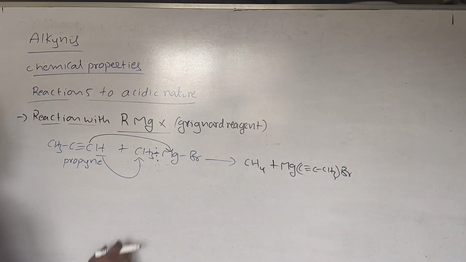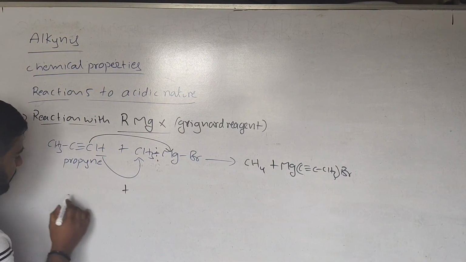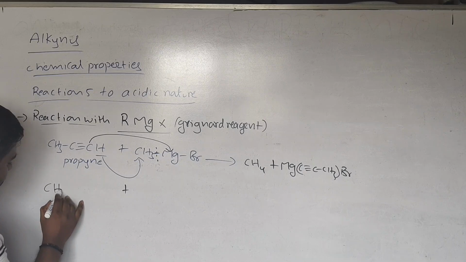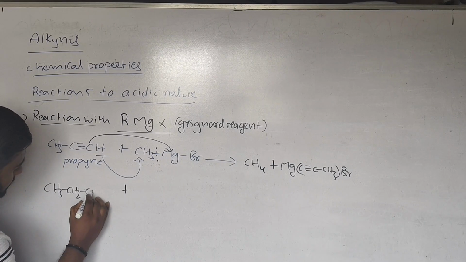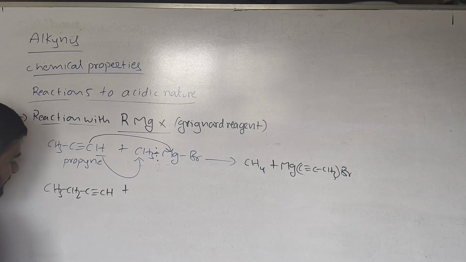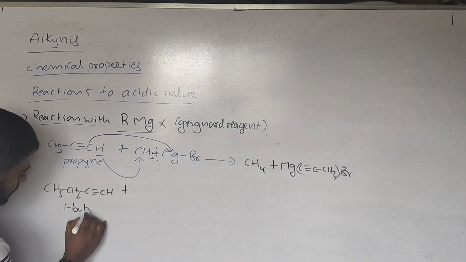So here, if you take any acidic hydrogen containing compound also, for suppose CH3 CH2 C triple bond CH, this is 1-butyne.